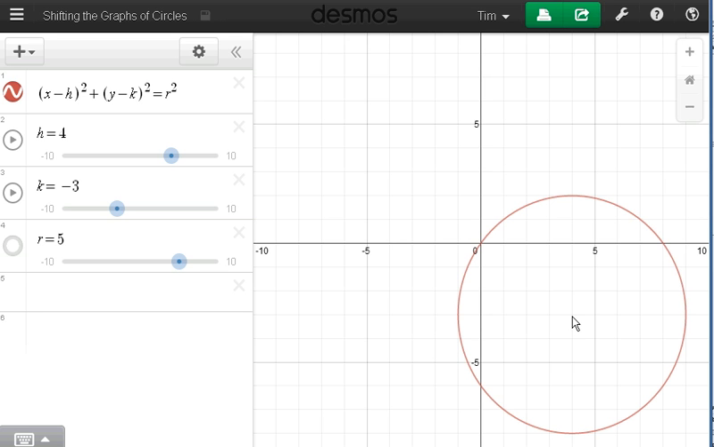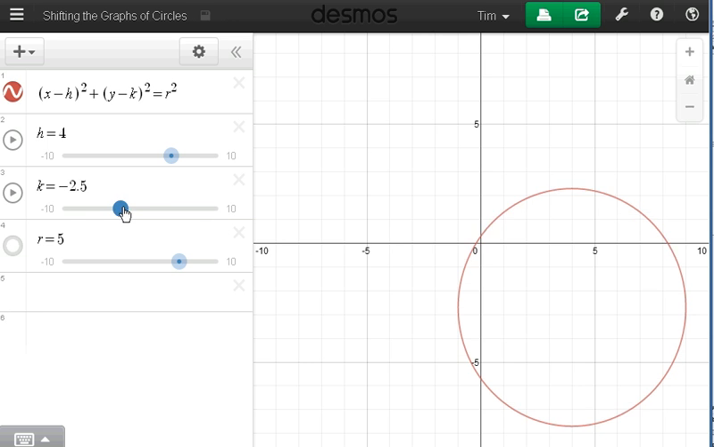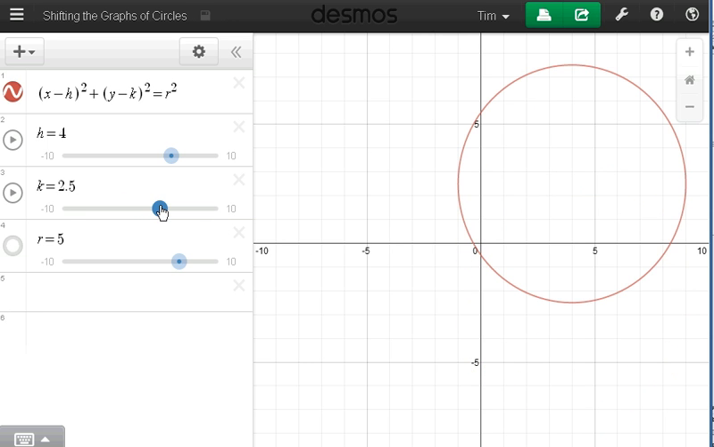So h and k not only tell you where to shift the graph, but with a circle they tell you the coordinates of the center of the circle. I want to point out, if you were to write this formula out, you wouldn't write y minus negative 3, you would write y plus 3. So if you replace y with y plus something, that means the graph will shift downward. If you replace y with y minus something, like that, that means the graph will shift upward.